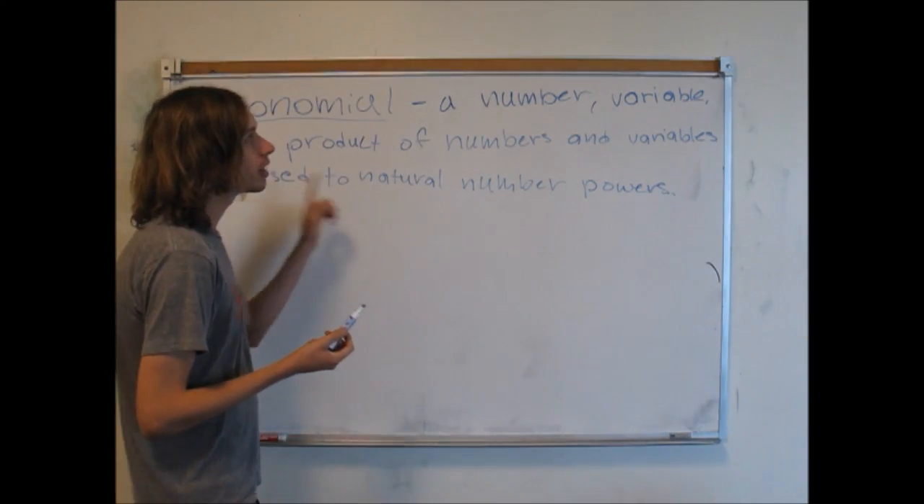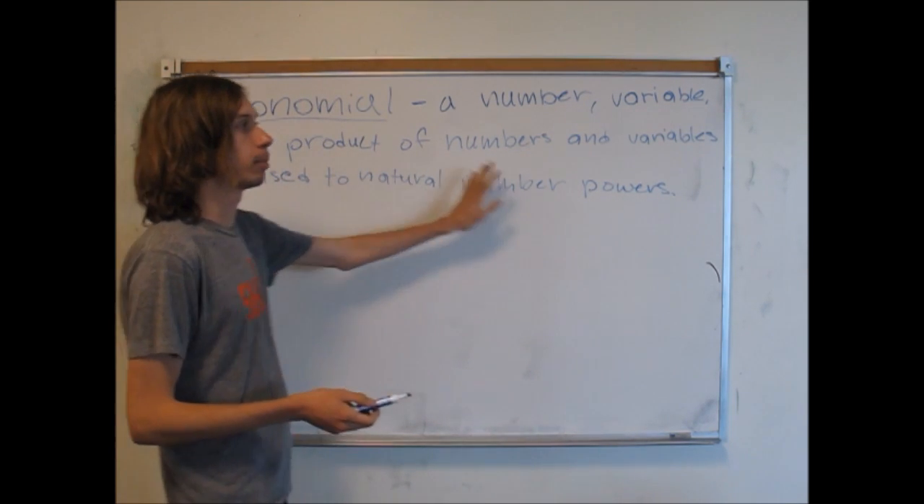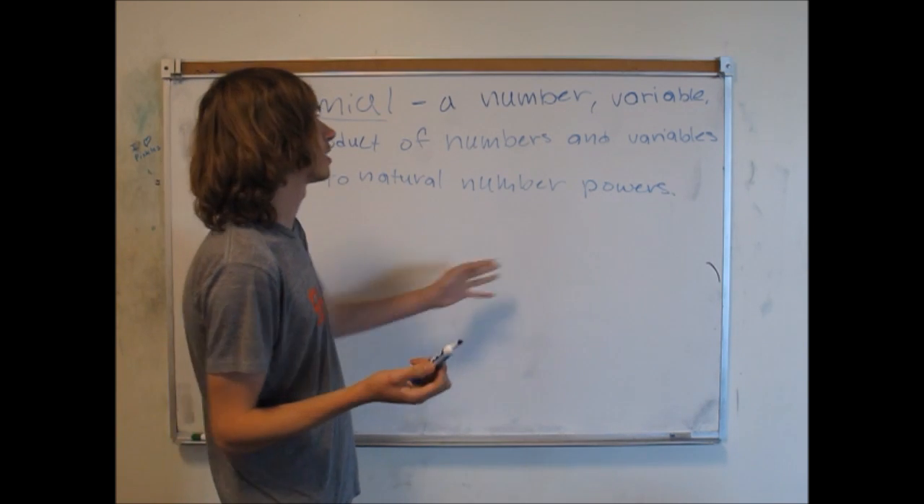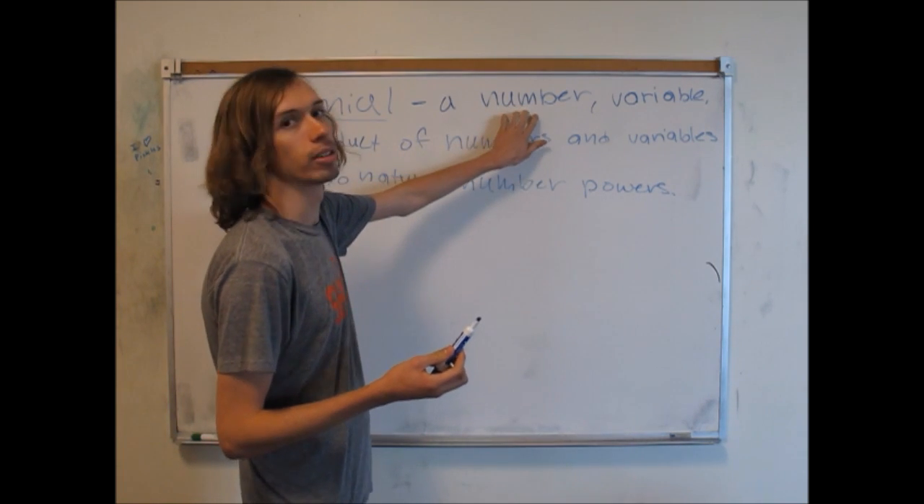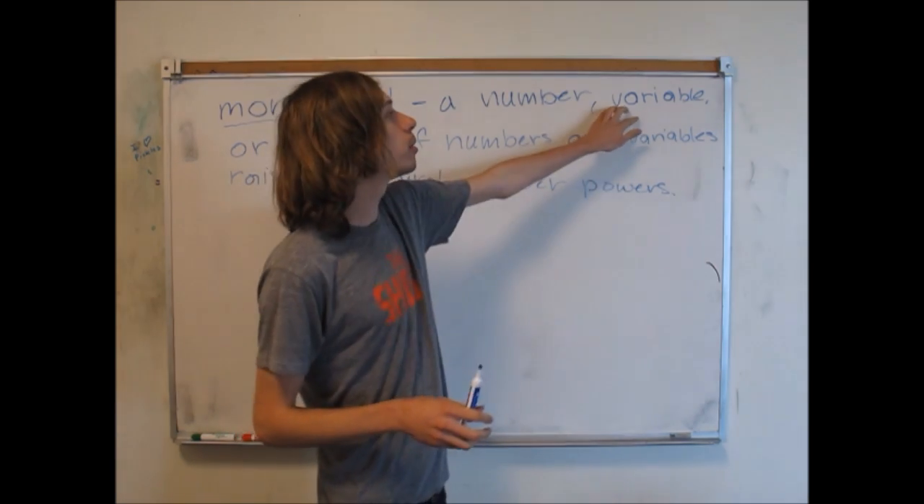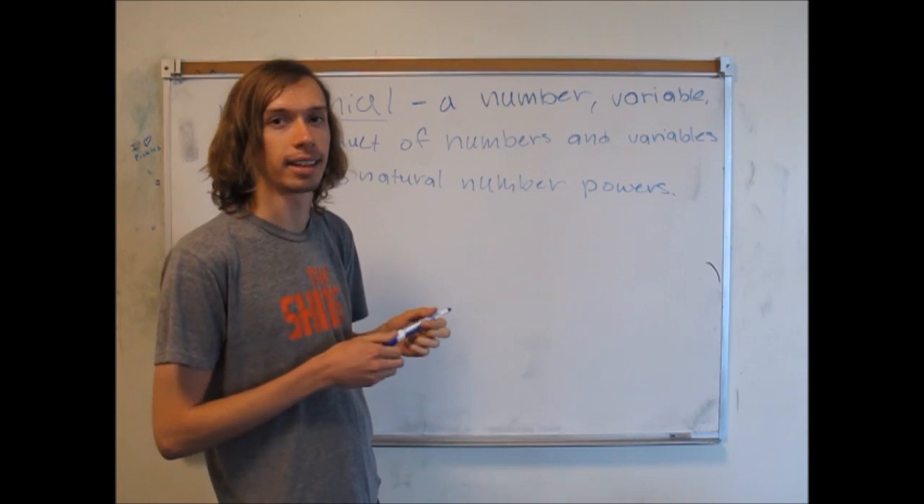It says a monomial is a number, variable, or product of numbers and variables raised to a natural number power. So what does that mean? Well, you know what a number is, right? Like 1, 5, 11, it's just some number. A variable is most likely going to be a letter, right? Like X, Y, or Z, or anything like that.